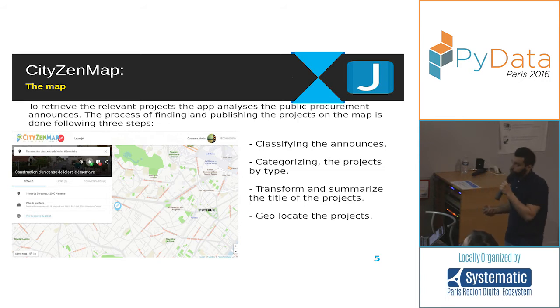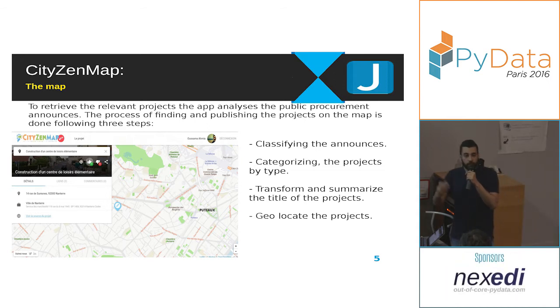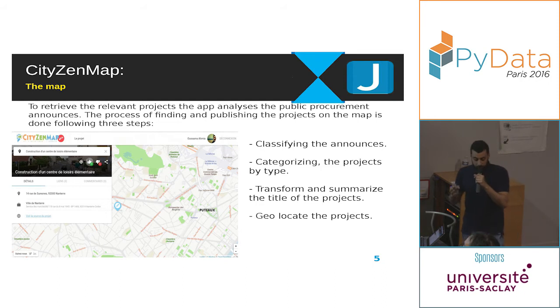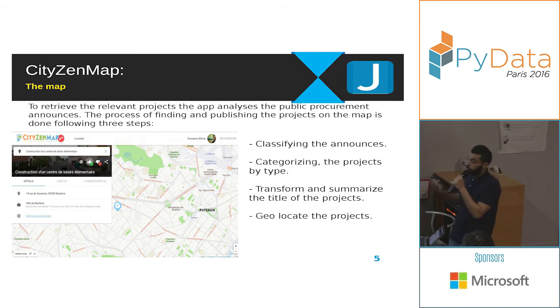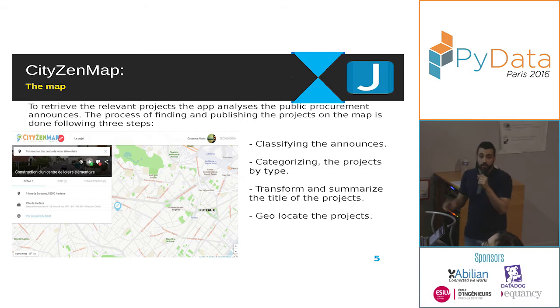How does it work? To retrieve the relevant projects, the app analyzes the public procurement announcements. The process of finding and publishing the projects follows these 3 steps. The first one is classifying the announcements: from a big amount of announcements, detect if an announcement is relevant or irrelevant to be published on Citizen Map. It's like Shakespeare's question: to publish or not to publish, this is the question. The second step is categorizing the projects. What type of project? Is it a construction of roads? Is it a restaurant?